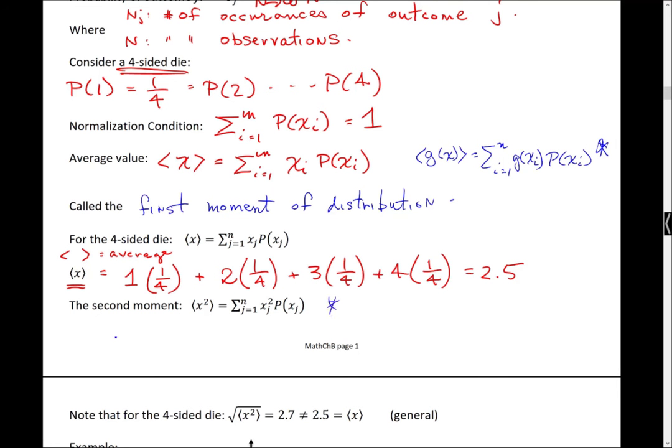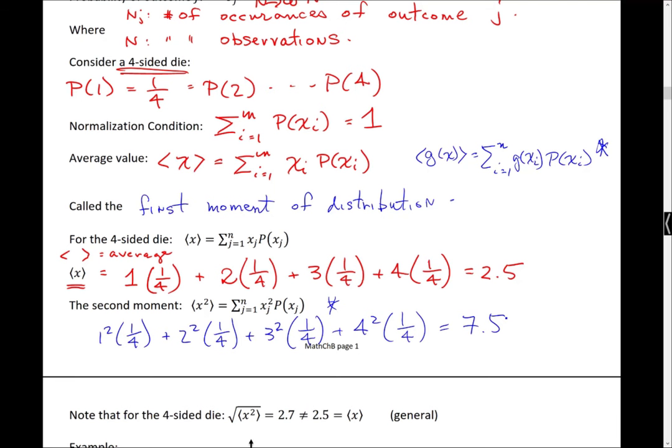So for our example, that's going to become 1 squared times 1/4 plus 2 squared times 1/4 plus 3 squared times 1/4 plus 4 squared times 1/4. And that comes out to be equal to 7.5. So this gives us our second moment for this four-sided die.